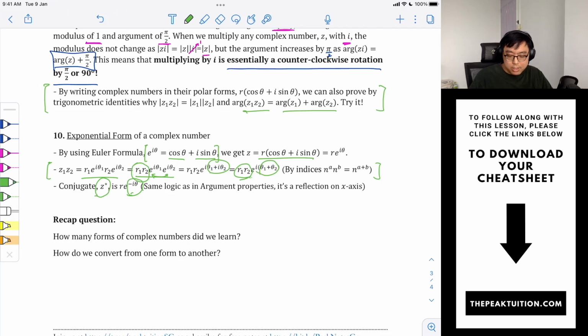And here in this chapter I gave some recap questions. Good to just look through. So how many forms of complex numbers did we learn? Pause the video for a while if you want to think about it, but we basically have 3 forms. We learned the Cartesian form, the polar form and the exponential form. And how do we convert from one form to another?